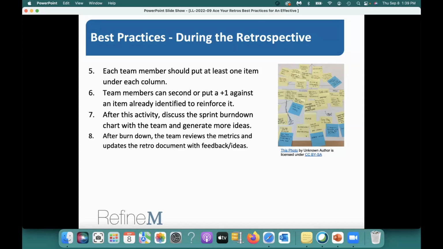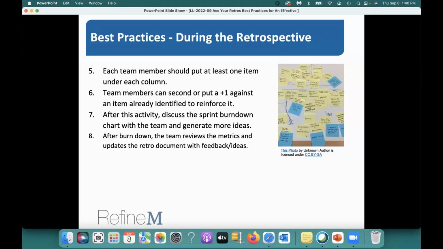Based on this, after the burn down, the team looks at the metrics also. So with the burn down, you got some new feedback or ideas. Put it on the document or the stickies, and then look at the metrics. Somebody should explain the metrics part, and then looking at the metrics, create another set of ideas. So about 5 to 7 minutes here.